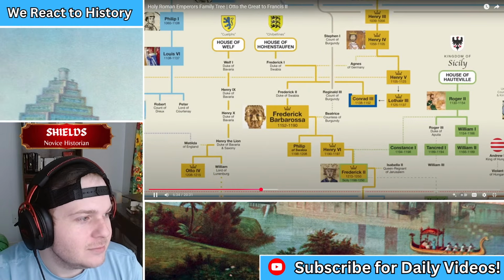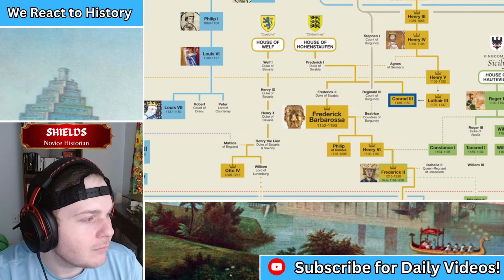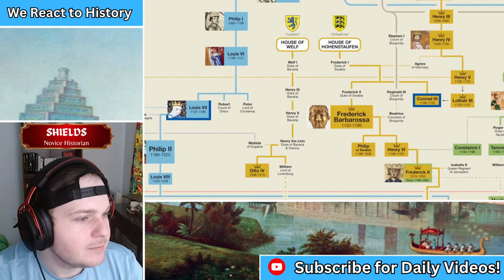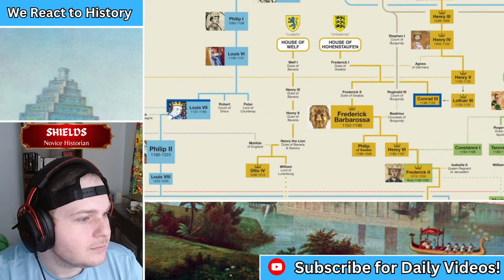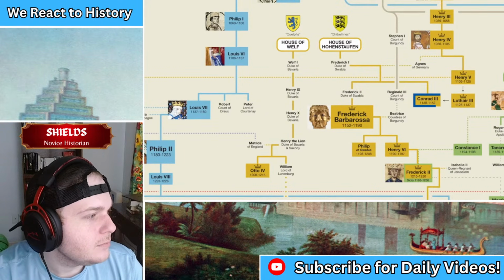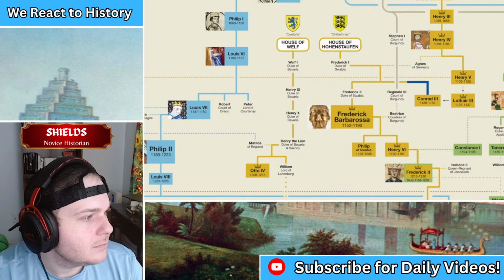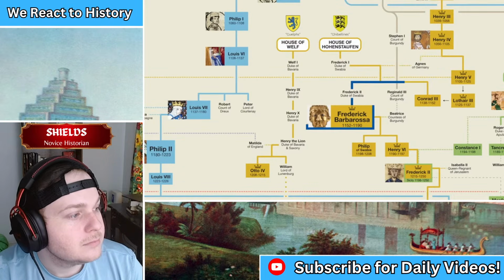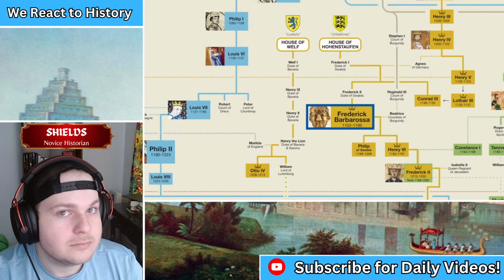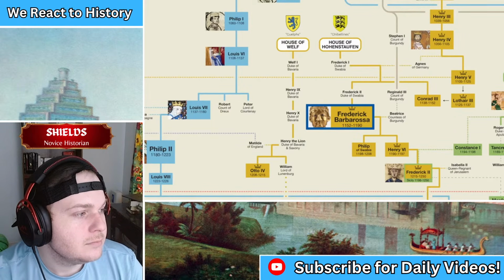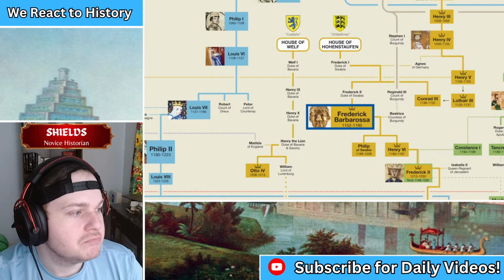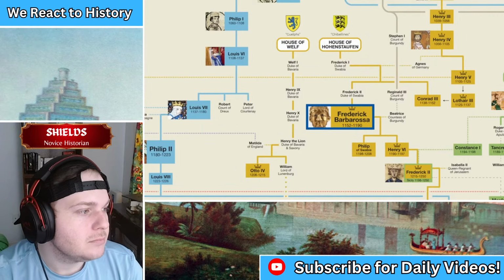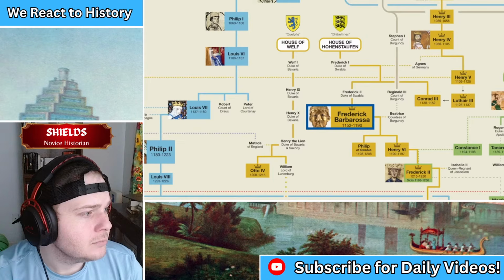Conrad III participated in the Second Crusade alongside Louis VII of France, but he was never actually crowned emperor. And although he had a son, the nobles elected his nephew, Frederick Barbarossa, instead, Barbarossa being a nickname meaning red beard. Frederick Barbarossa was crowned emperor, and during his reign, the empire experienced yet another mini renaissance.